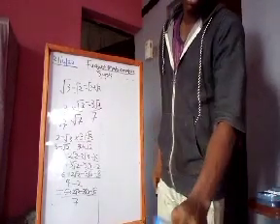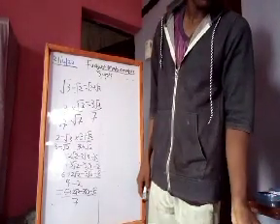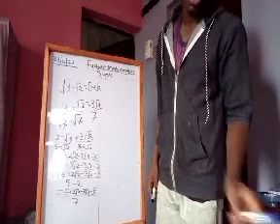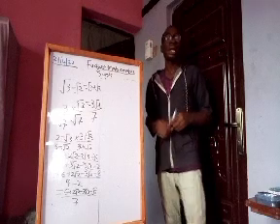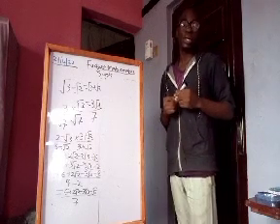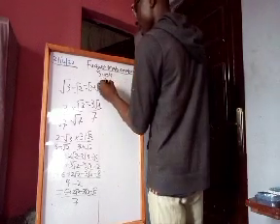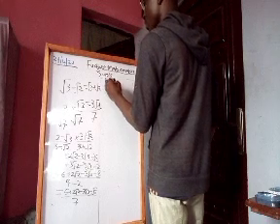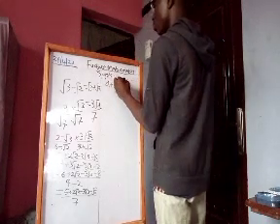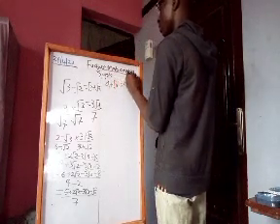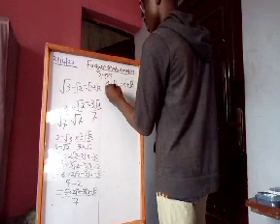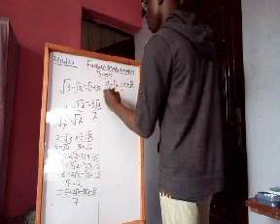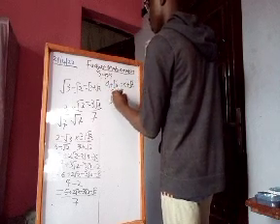Next, we'll talk about equality of surds. Equality of surds states that for two surds to be equal, the real part must be equal to the real part and the surd part equal to the surd part. So that means if A plus root B is equal to C plus root D, that means A must be equal to C and root B must be equal to root D.